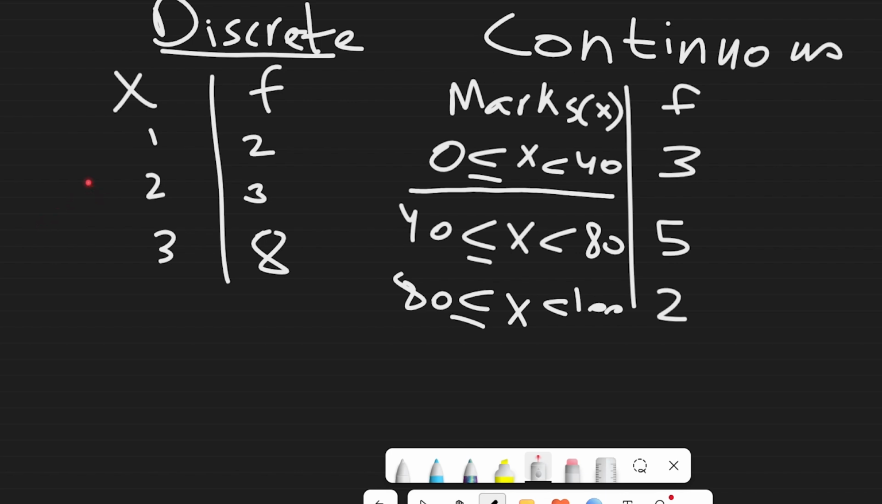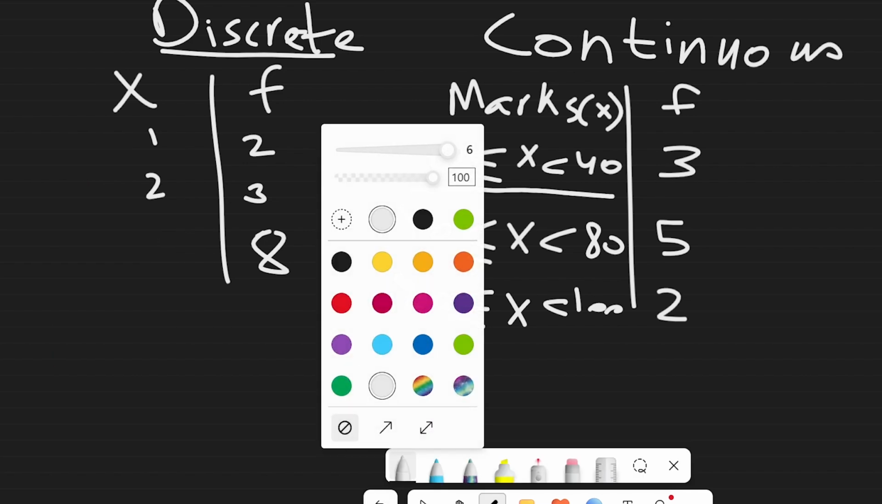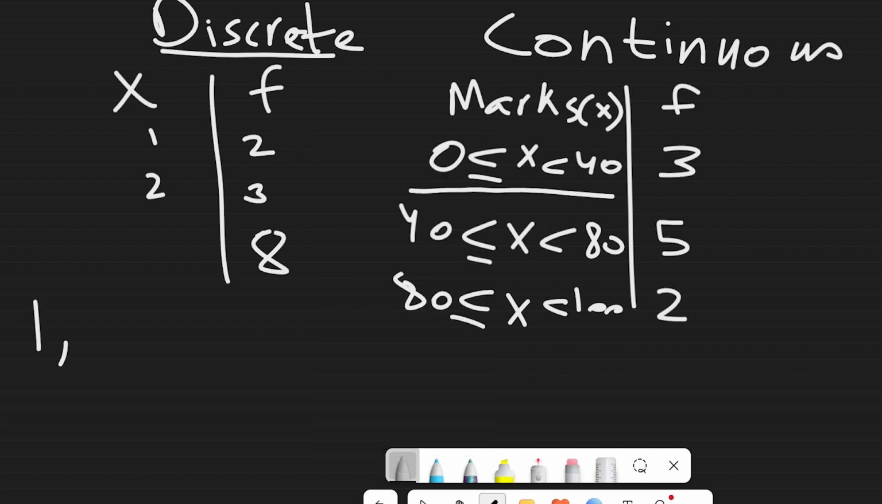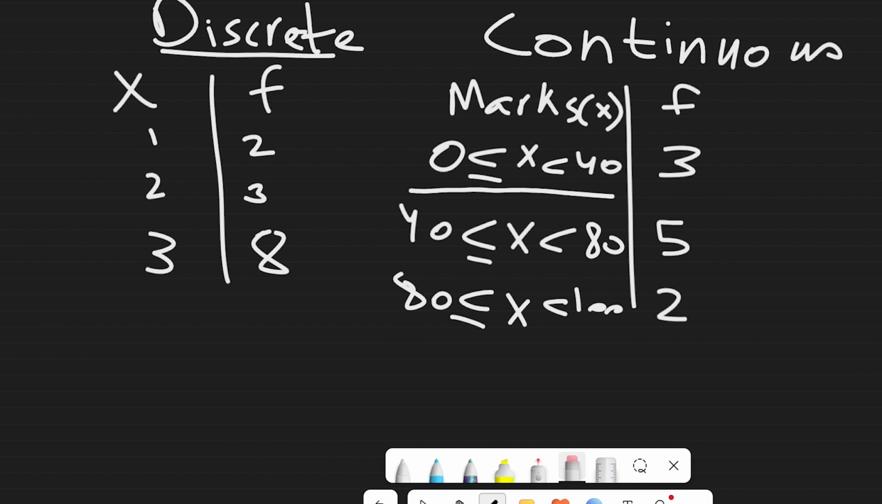But we can also write it in raw form, which would be that 1 appears 2 times. So I can write it as 1 1, then 2 2 2 because it is 3 times, and then for 3 it could be 3 3 3 and so on, 8 times. That would be the raw form for this data. So that is for the discrete and continuous data.